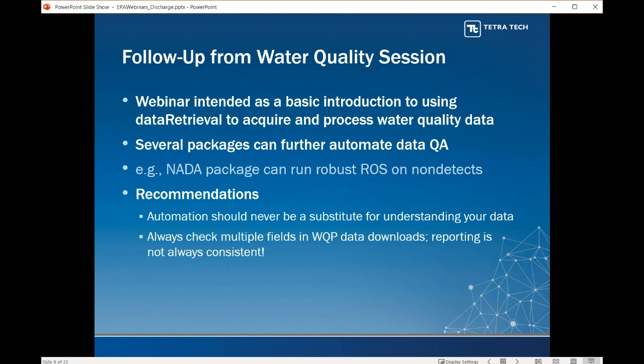There was some really good discussion at the end and some questions that came up about additional packages that can be used for data processing and quality assurance. I wanted to highlight, yes, there are several packages that can further automate that process. One of the ones that was brought up was the NADA package, which can run a robust regression on order statistics on non-detects to have a more nuanced look at what we might impute those values as. That was just one example of several that we could potentially use to further automate that process.